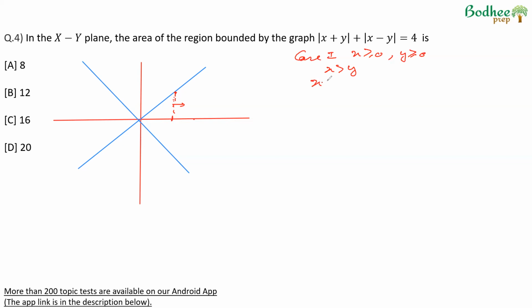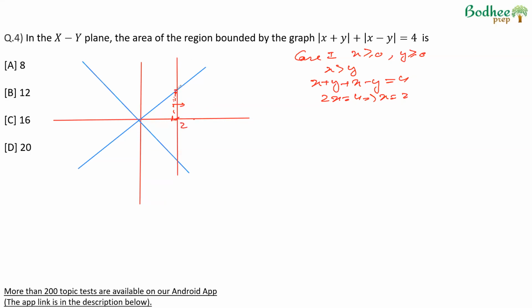In that case, we will open the first bracket as positive. The second value will also be positive, because x is greater than y, so x - y is greater than 0. We'll get 2x = 4, or x = 2. So we get a straight line at x = 2. It is something like this. This is 2.